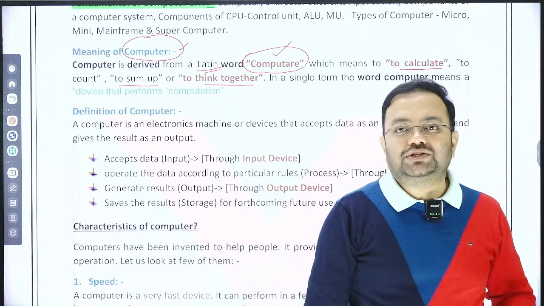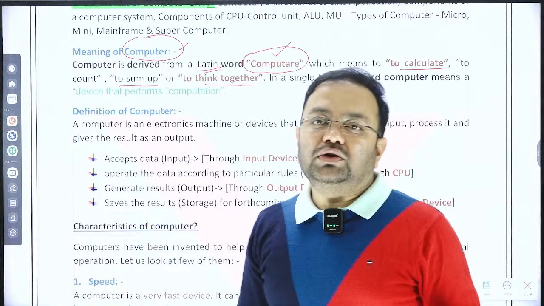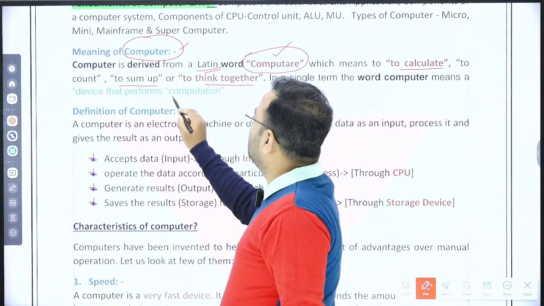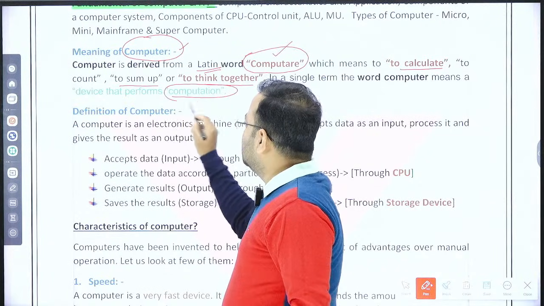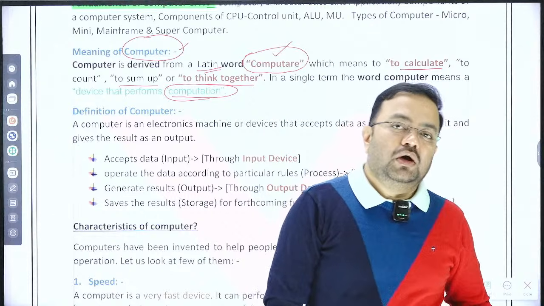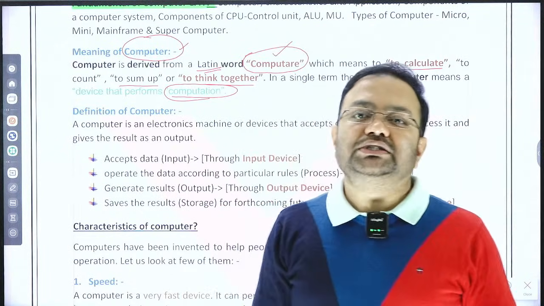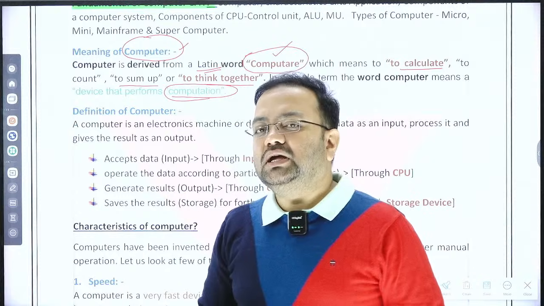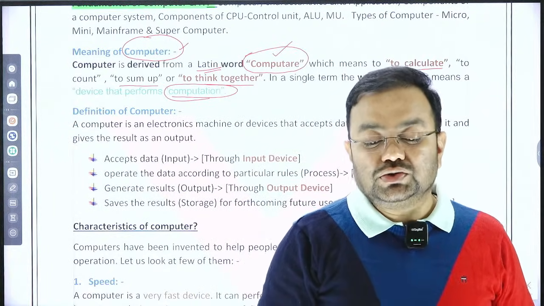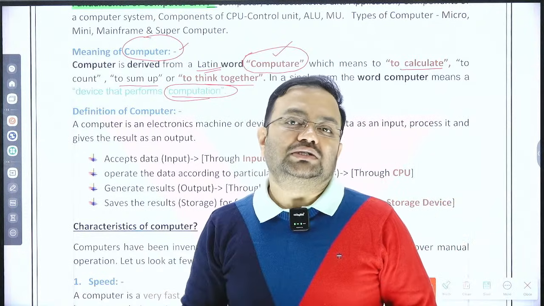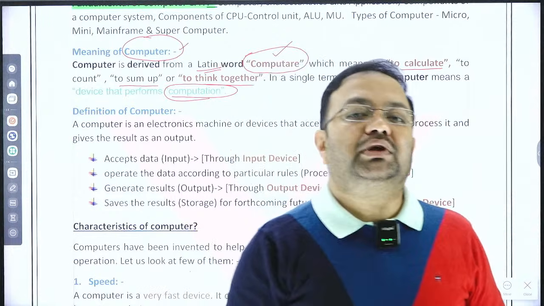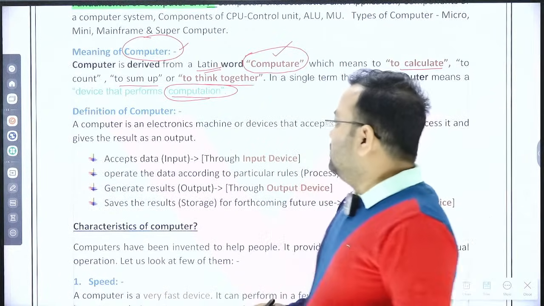And later this term computere was modified to the word computer. It simply performs computations, that's why it is known as a computer. So in any interview, if anyone asks what the meaning of computer is, we can simply say it is derived from a Latin word computere, which means to compute or to calculate. Later this word changed to computer, which means performing computations.